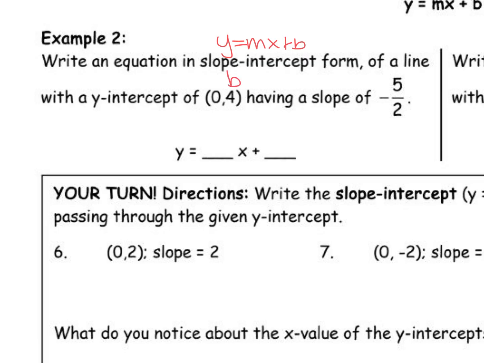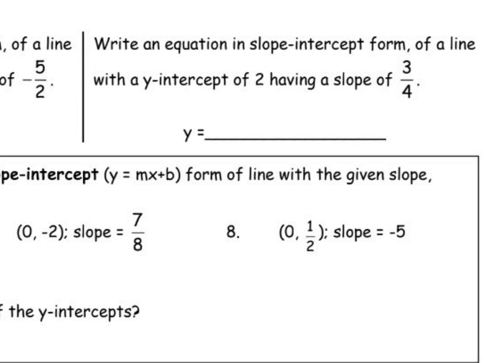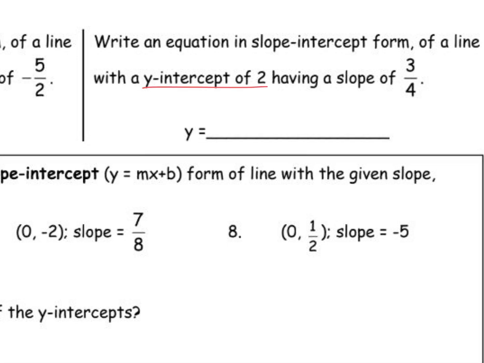So here's your b of 4 and a slope of negative 5 over 2. So y equals m negative 5 over 2x plus b is 4. Here's another one. Now this one didn't give you a coordinate. It just wrote out the words. M and b are like this. So y equals 3 over 4x. And that's a positive 2 for my b.